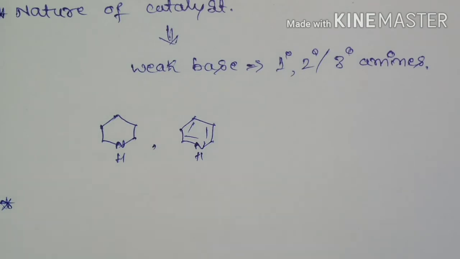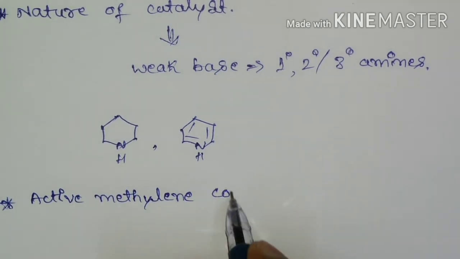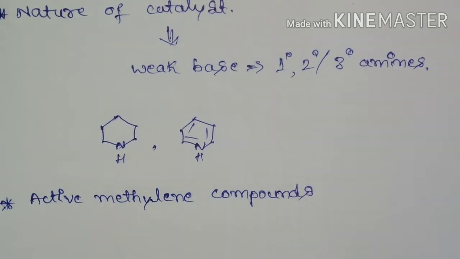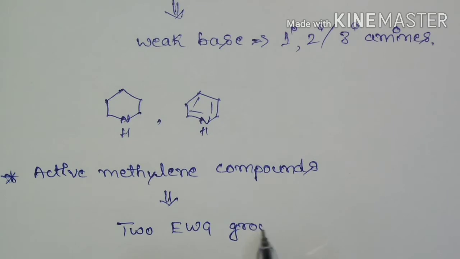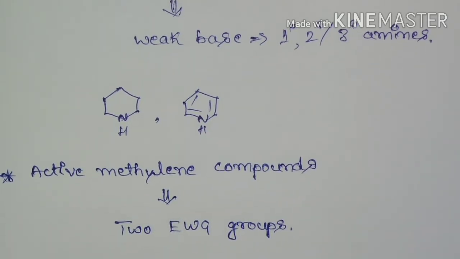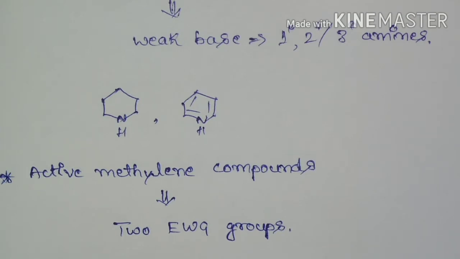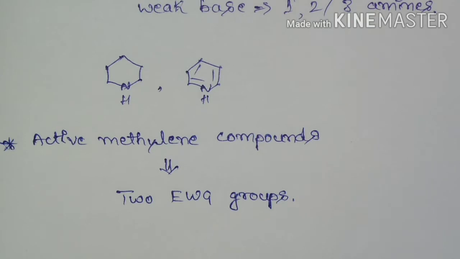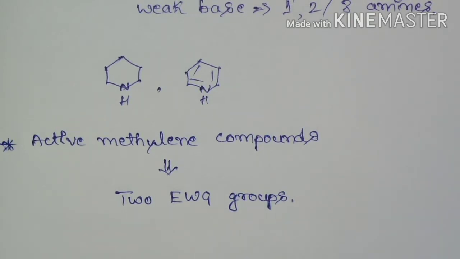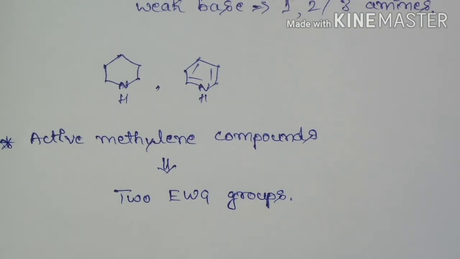Next, we are going to use active methylene compounds, and this active methylene compound needs to have two electron withdrawing groups. This is because the active methylene compound should be very reactive, or else whatever aldehyde or ketone we use may undergo self-condensation. So the active methylene compound should possess two electron withdrawing groups, so that it is highly reactive, there won't be any self-condensation, and the reaction will take place between the active methylene compound and the aldehyde or ketone.